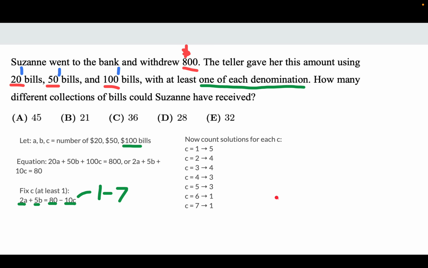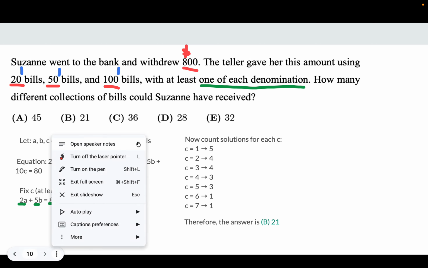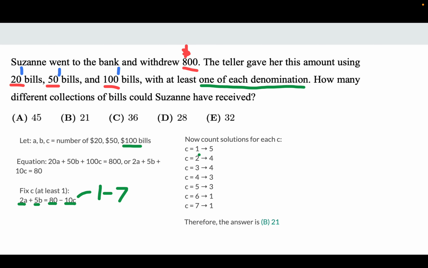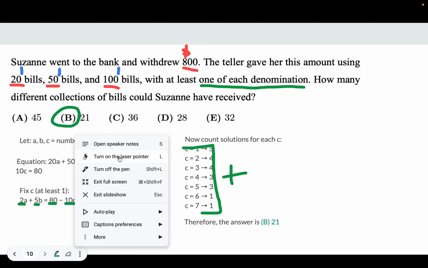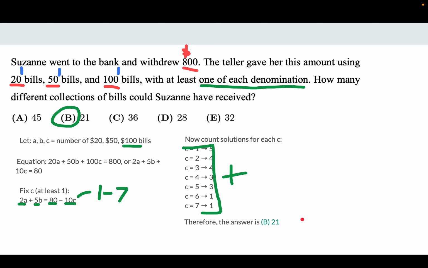Now I just add everything together. So, practically just the sum of all this. And that gives 5 + 4 + 4 + 3 + 3 + 1 + 1 = 21. Now we look for that here. Which one? B. So therefore, our answer is B. So I hope that makes sense to you.